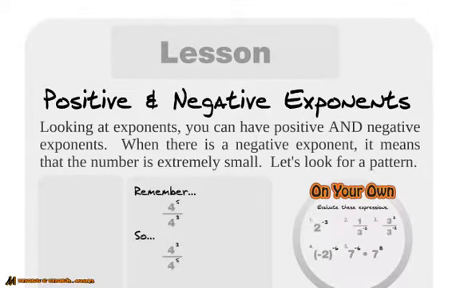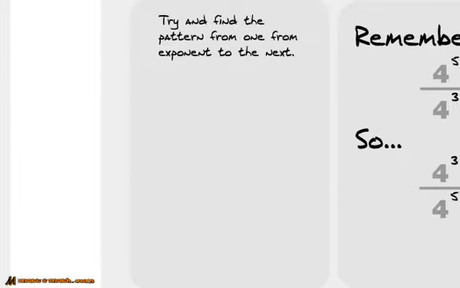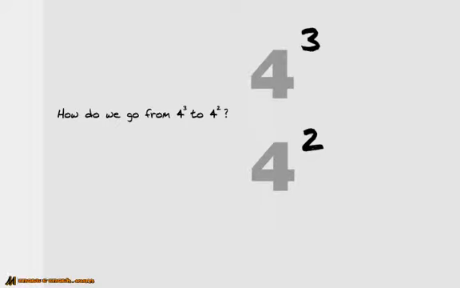All right, so positive and negative exponents. When you have a negative exponent, usually what that means is the number is extremely small. Well, let's look for a pattern here. 4 to the third. Well, how do you go from 4 to the third to 4 squared? If you think about it, there is one extra 4 here than there is here. So how do we go from the 3 to the 2? Well, we're going to divide by 4. From the 3 to the 2, there's one extra 4 on top than there is on bottom, so we're going to divide by 4.